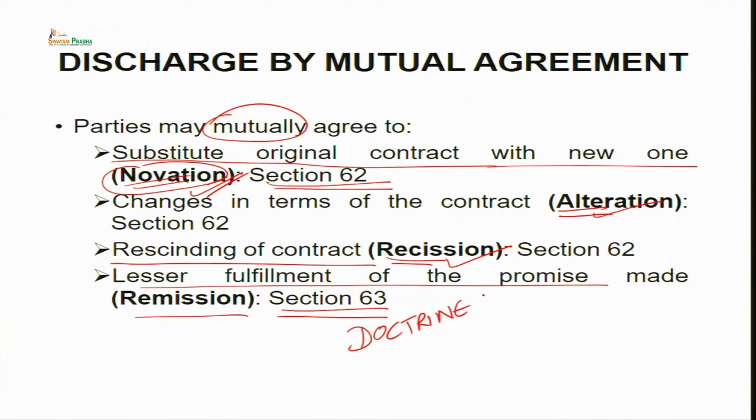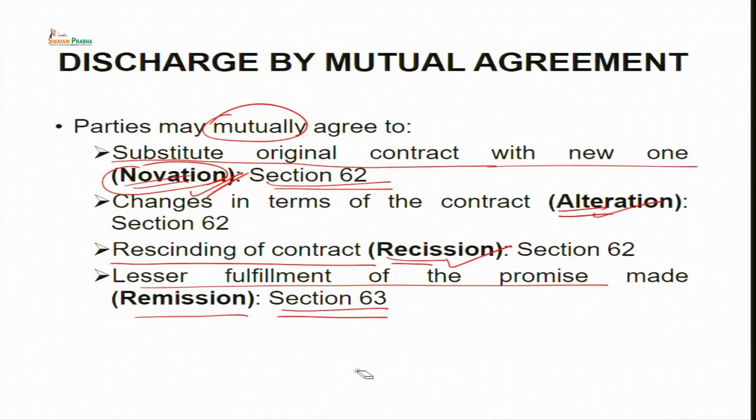I have already explained the concept to you, but it is also referred to as the doctrine of accord and satisfaction, which means lesser fulfillment of the promise. You are proposing to partially perform the promise, and the other person is ready to accept that much performance, right? So it is the doctrine of accord and satisfaction. For your purpose, I can leave this here, accord and satisfaction. So it will help you.